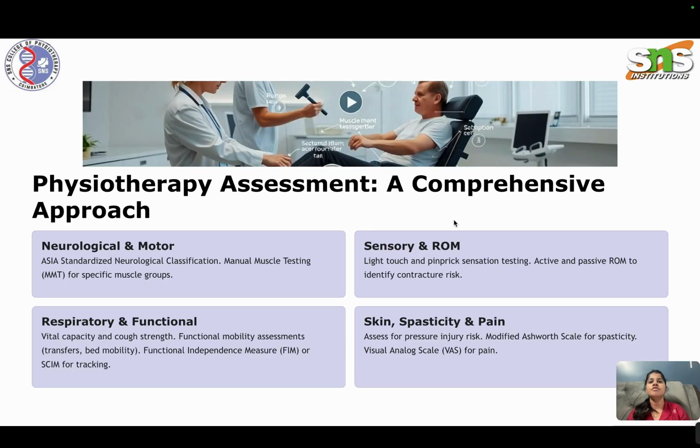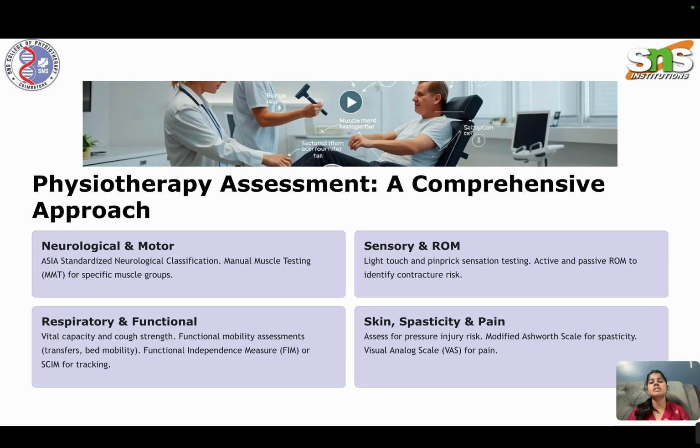Coming to the physiotherapy assessment, that is a comprehensive approach. Physiotherapy is a cornerstone of quadriplegia management. Our goal is preserving life in the acute phase, preventing secondary complications, and maximizing functional independence. And education to caregivers is also given, in which breathing exercises and effective coughing techniques are taught to the patient's attender. Range of motion exercises, sitting, and standing, that is functional mobility exercises, given in a stage-wise manner, are also educated to the caregivers.